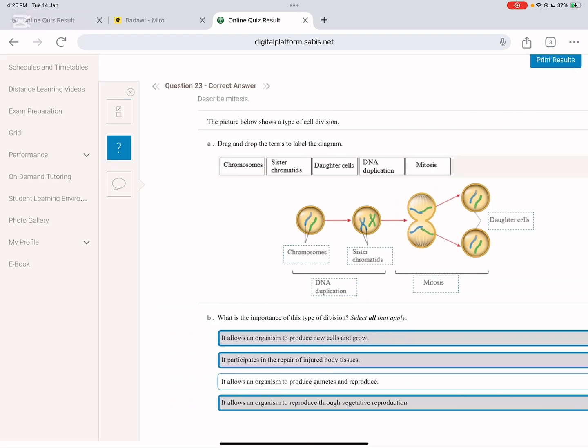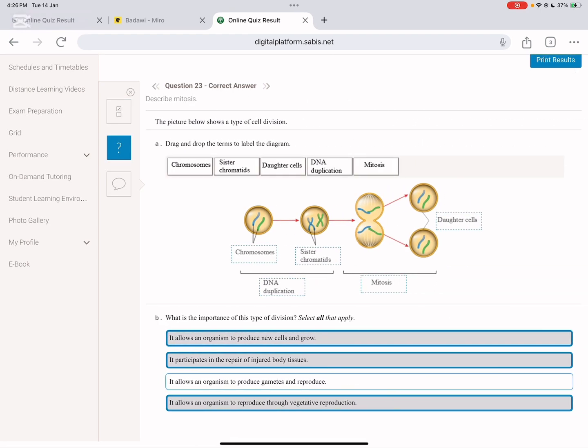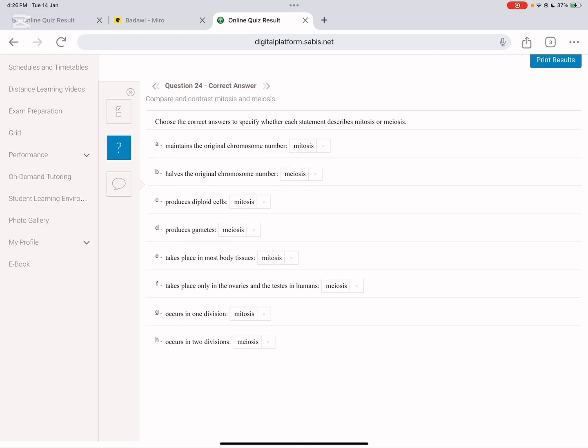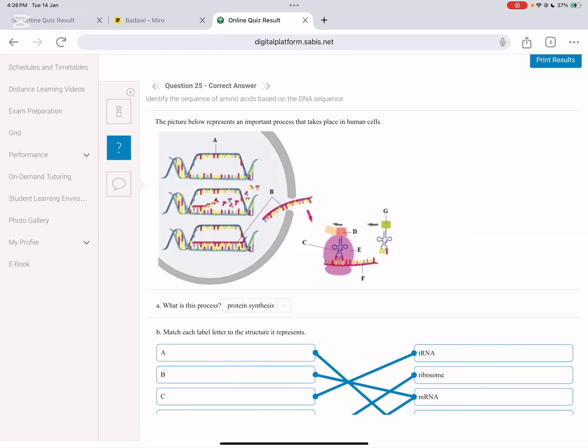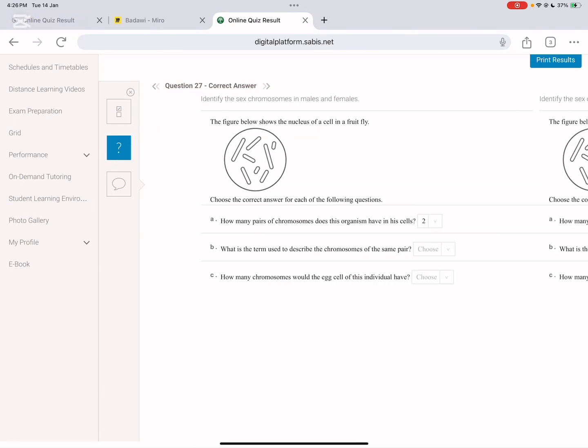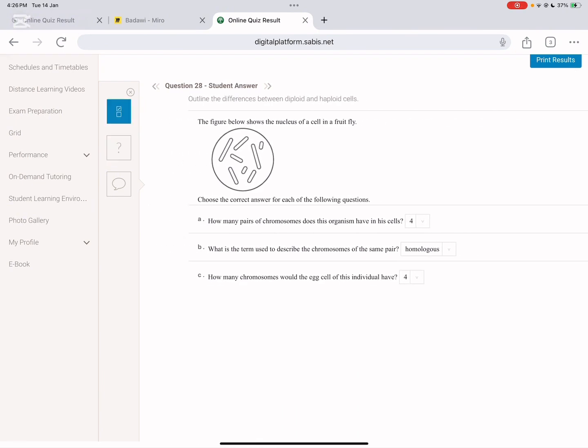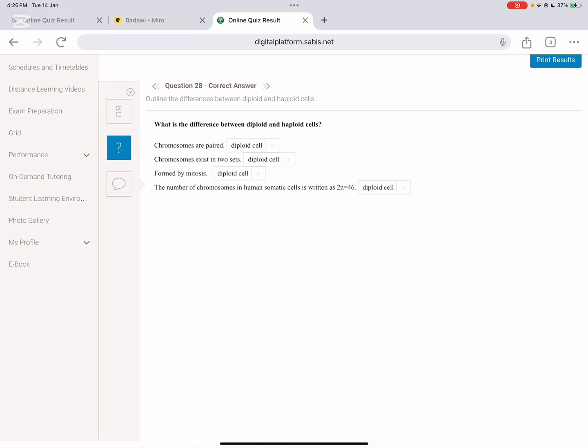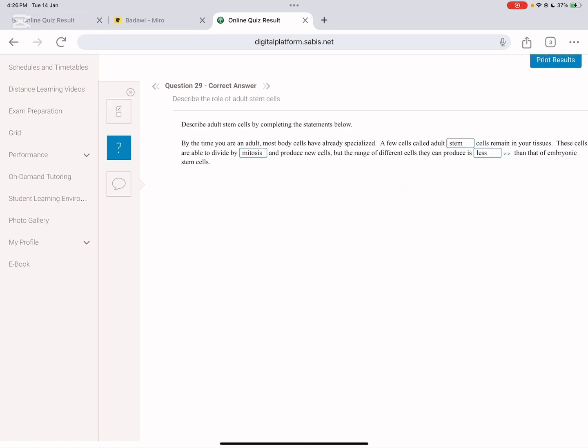These are all diagrams. You just have to know them, and they're straightforward and easy. Always make sure you know how to label these questions, because they will most probably ask you to label in the exam. Okay?